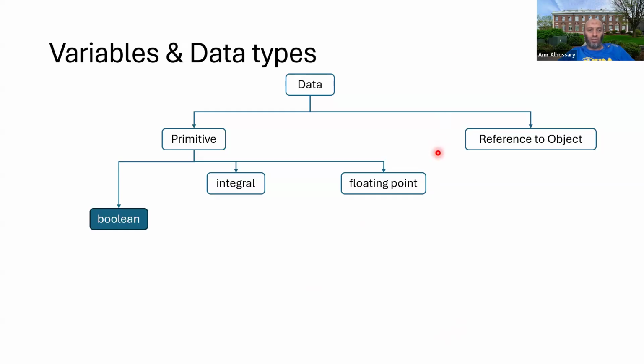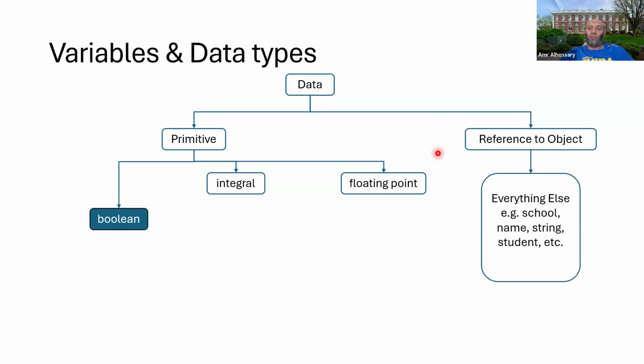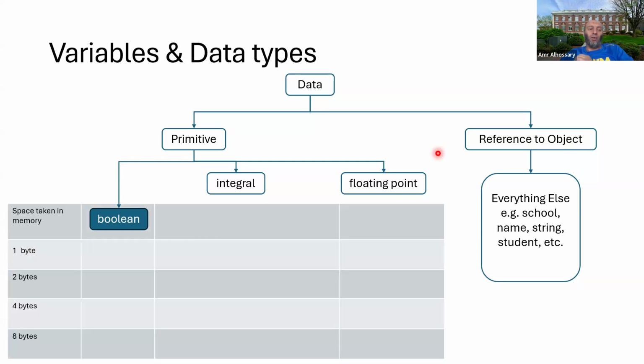Now let's the fireworks start. Oh no, not yet. And the reference is for everything else, which is mainly for complex data. Now let's the fireworks start. The space taken for the single valued data can be stored in memory in either 1 byte, 2 bytes, 4 bytes, or 8 bytes.